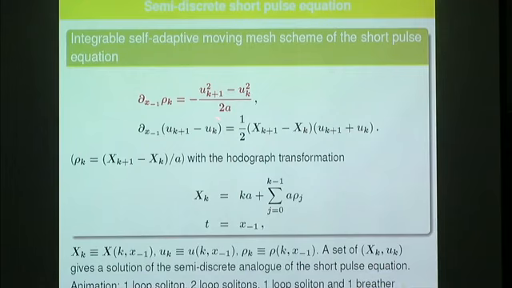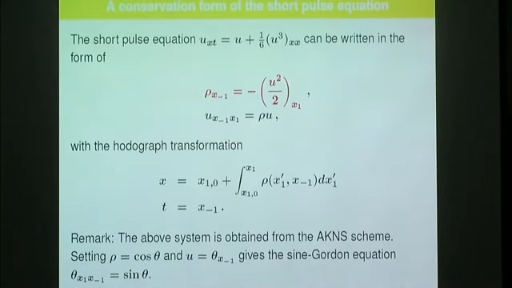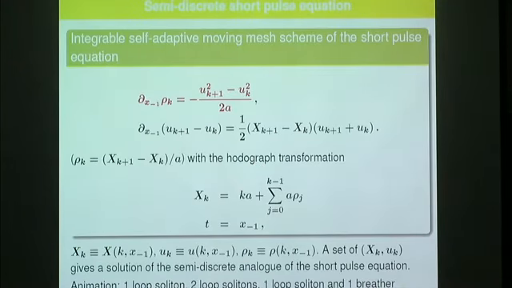And you can see this one. The first one is actually a discrete conservation law. This l_k is the conserved density. And the second equation is the discretization of here. So this is the continuous case. Here the first one is a conservation law, the second one is this integrable system, but then discretized. After discretization, you will get this. So this is an integrable discrete analog of the short pulse equation.